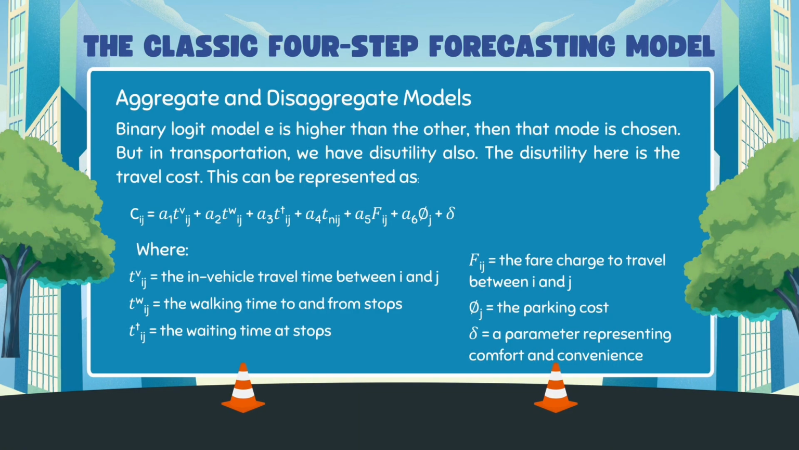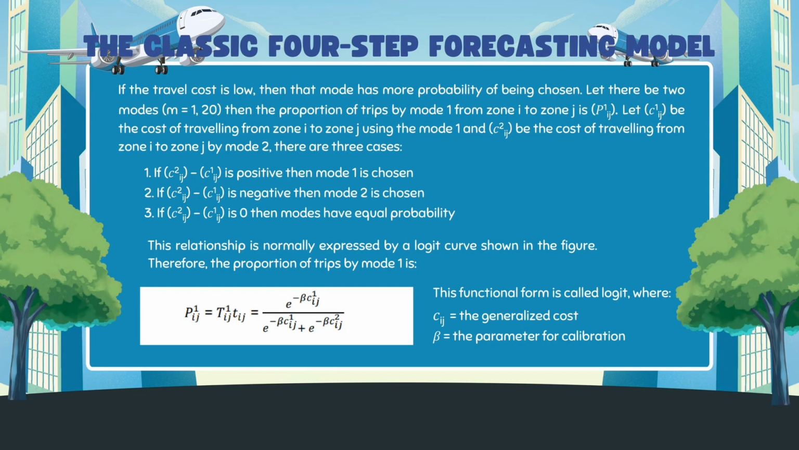So next is the travel cost. If the travel cost is low, then that mode has more probability of being chosen. Let there be two modes, m equal to 1 and 2. Then the proportion of trips by mode 1 from zone i to zone j is p raised to 1 subscript ij. Let c raised to 1 be the cost of traveling from zone i to zone j using mode 1, and c raised to 2 subscript ij be the cost of traveling from zone i to zone j by mode 2.